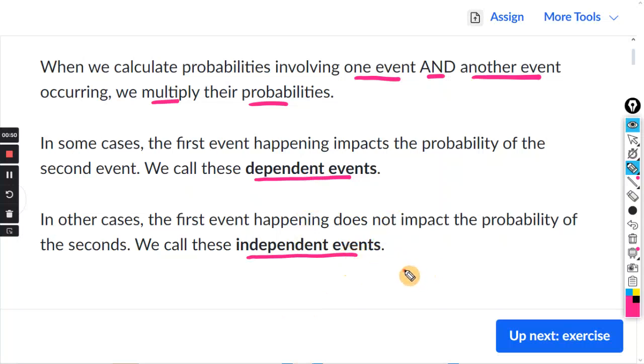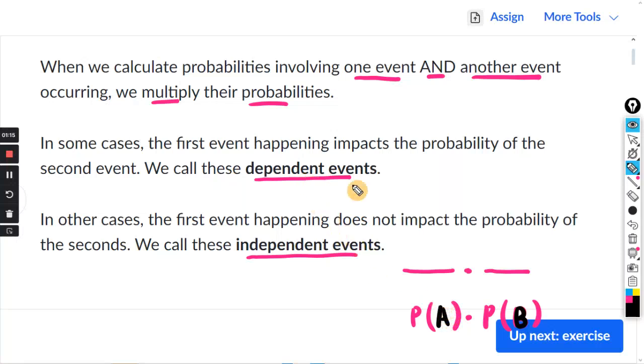Independent might be a tiny bit easier because you just multiply the two fractions. It's basically, say the events are called A and B. It's basically going to be the probability of A times the probability of B. All right, and you would just multiply the two fractions.